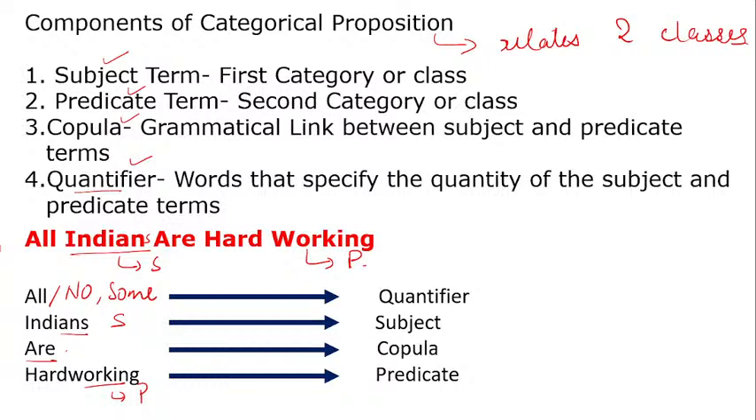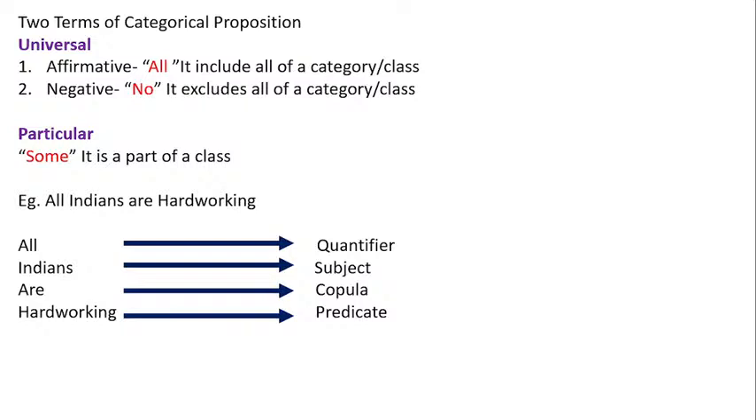Right. Now let's move forward. There are two other important terms associated with a categorical proposition. Very, very important. It is a humble request, students, to take this very carefully. Write it down in a notebook with a pen. There are two terms in a categorical proposition. One is called universal and the other is called particular.